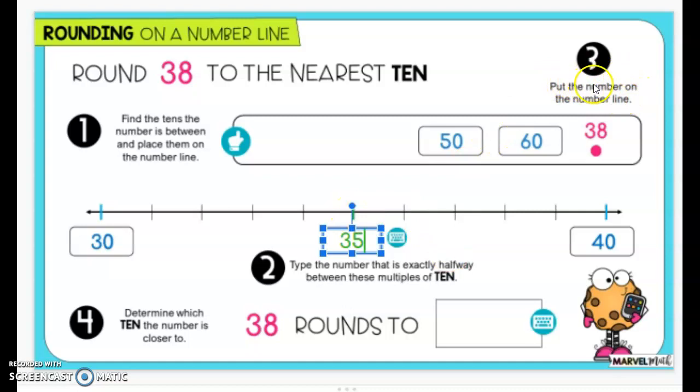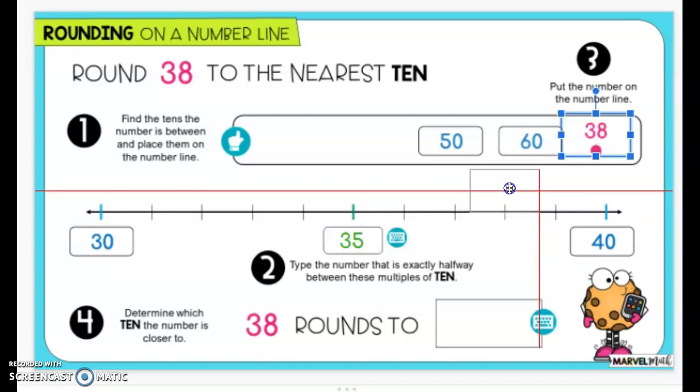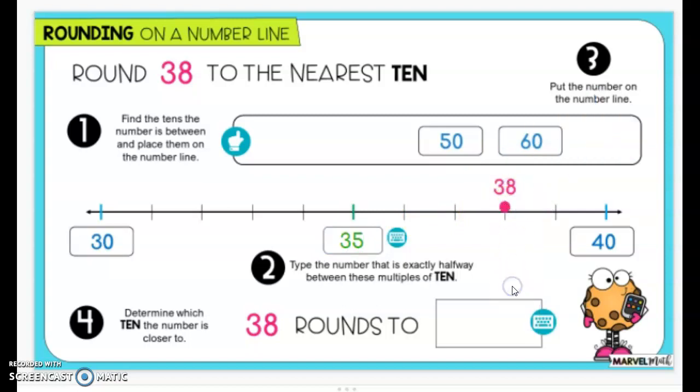Okay, step 3 says put the number on the number line. So I have 38 right here. So here's 35. I need to count up by 1. So this is 36, 37, 38. So I'm going to put this on my number line, just like that. Number 4 says determine which 10 the number is closer to. So if I have 38 right here, I can see that this number is closest to 40. So this number is going to round to 40 because it's closest to 40.